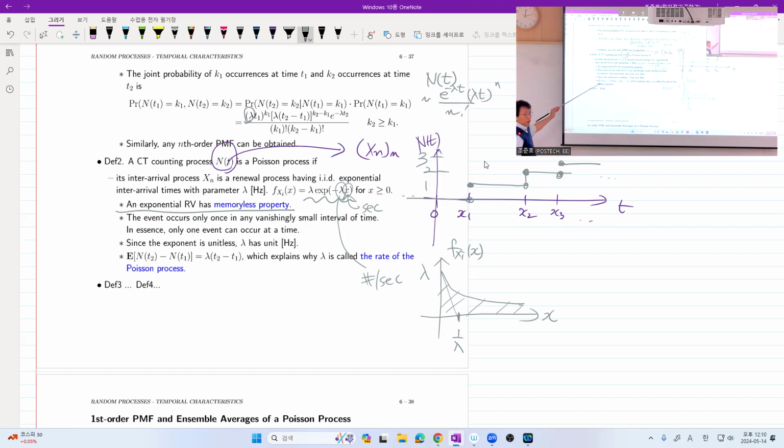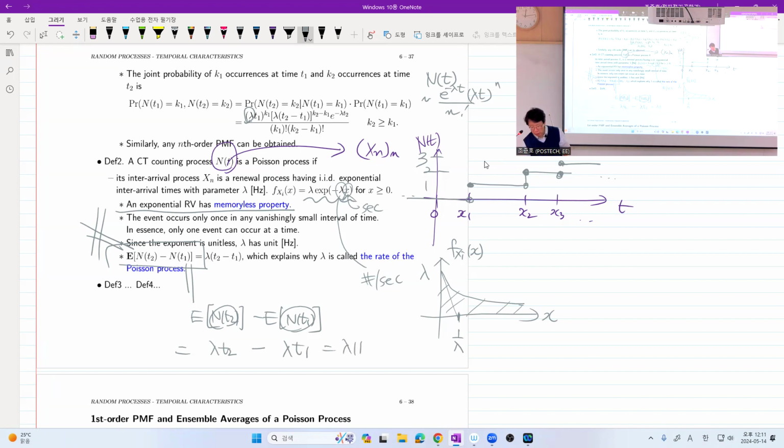And here was some interesting property. You can find the first order, second order, any order moment of a Poisson random variable. And this is not immediately related, but if you compute the expected value of the increment, then from the linearity of expectation, you have these two, and each one is a Poisson random variable, and its mean is what? The parameter. So this is lambda T2, and this is lambda T1, and if you subtract, then you have this one.